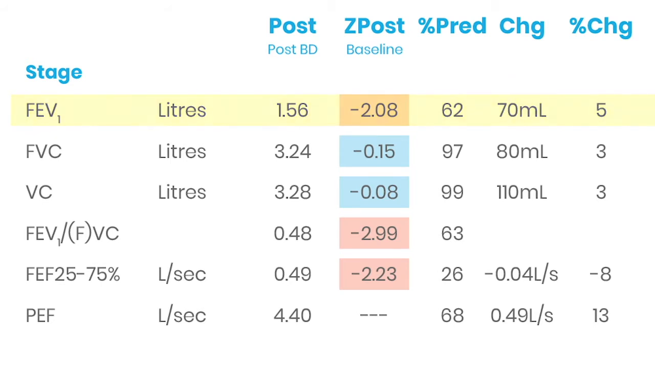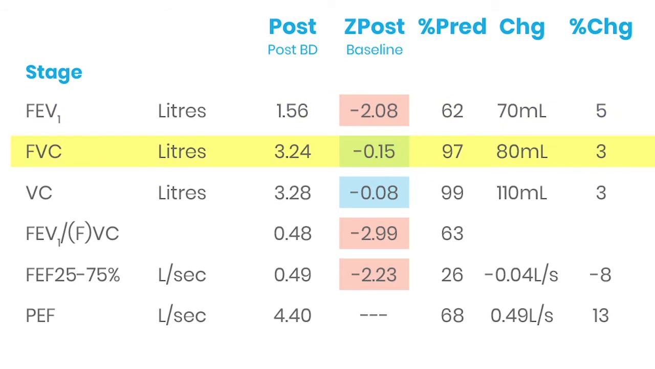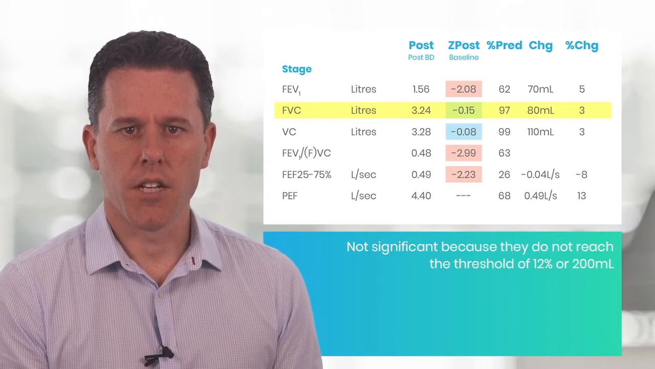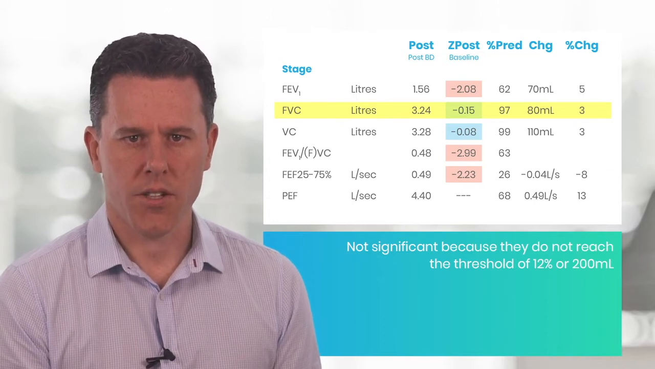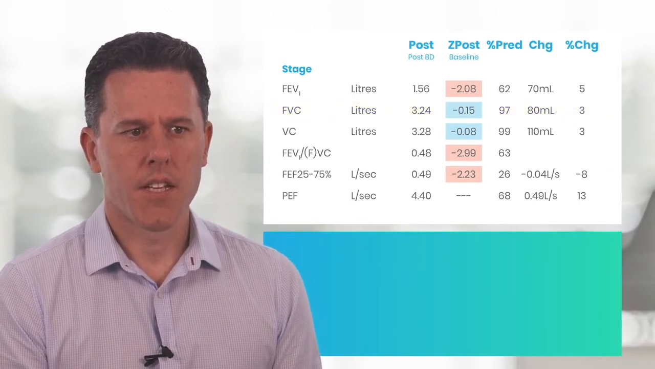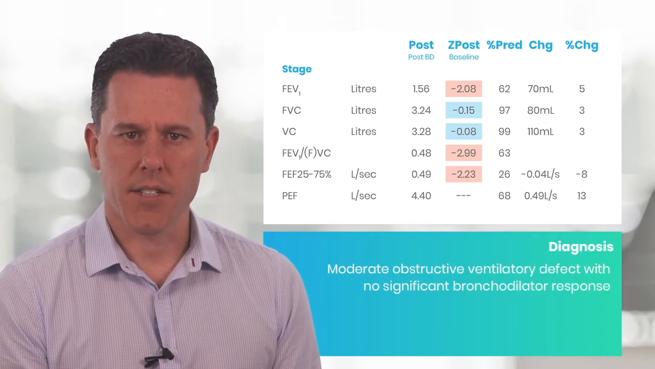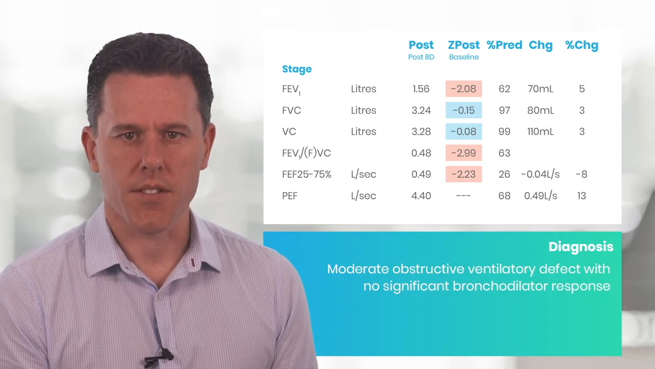The forced vital capacity has improved by 3% or 80 mils. And so these are not significant because they don't reach our threshold of 12% and 200 mils. So this patient has a moderate obstructive ventilatory defect with no significant bronchodilator response.